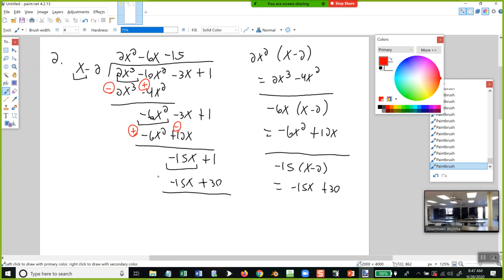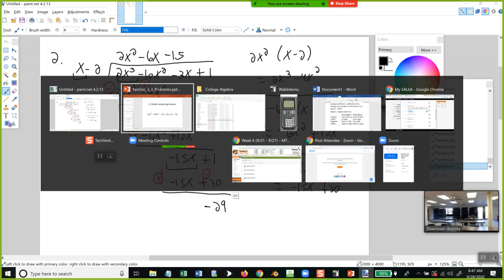I'm going to subtract that line, which means flip signs. So it becomes a positive, this becomes a negative. Negative 15x plus 15x cancels. 1 minus 30 is negative 29. Negative 6x squared, negative 6x squared, plus 12x, okay, minus, I guess negative 15x. For some reason, I was thinking that's going to be 31.